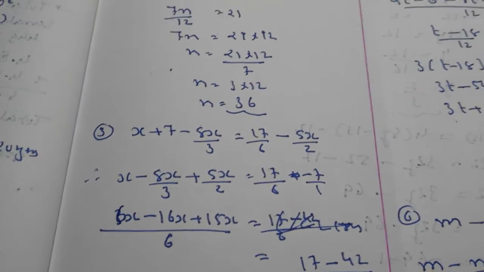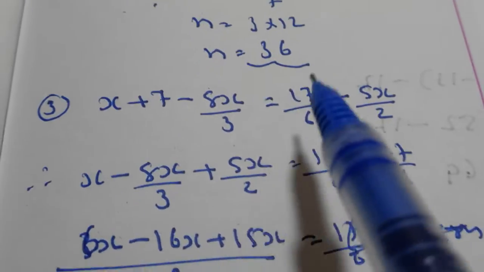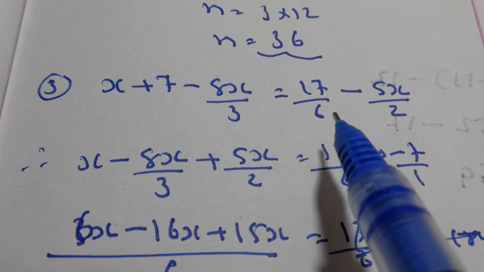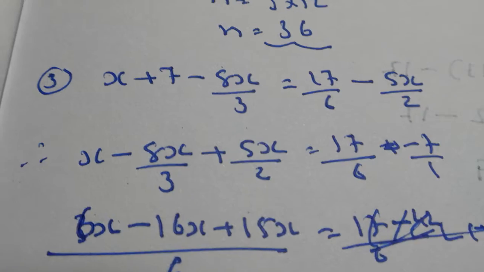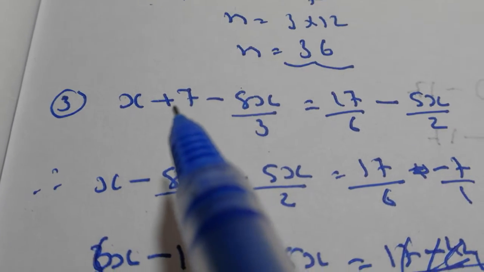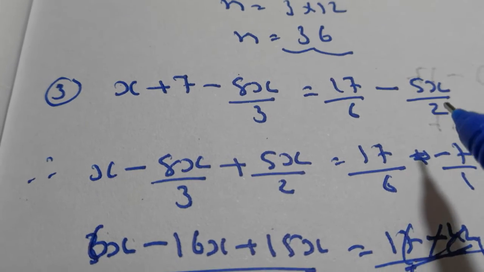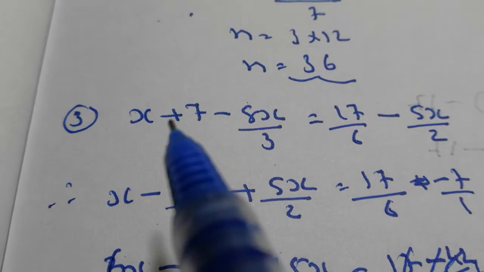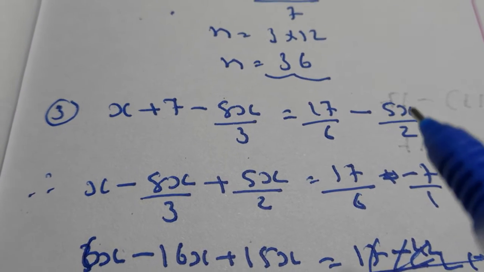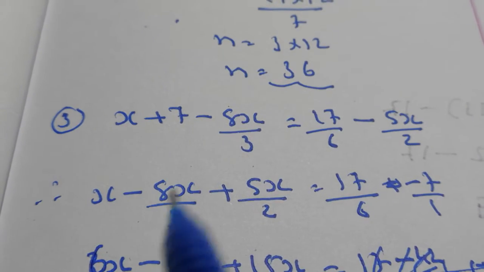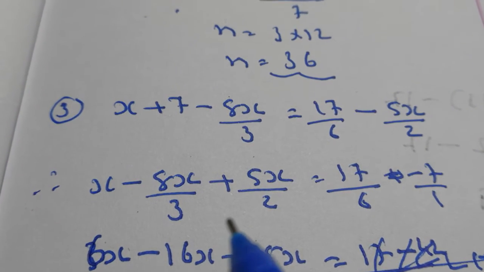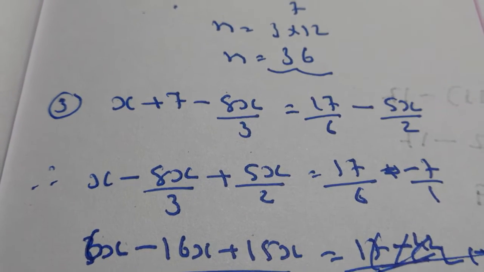Now again be careful. x plus 7 minus 8x upon 3 is equal to 17 upon 6 minus 5x upon 2. So I am shifting this whole number to the right hand side and taking this rational number to the left hand side. So it becomes 17 upon 6 minus 7 upon 1. Now x minus 8x upon 3, and minus 5x upon 2 brought to the left hand side becomes plus 5x upon 2.